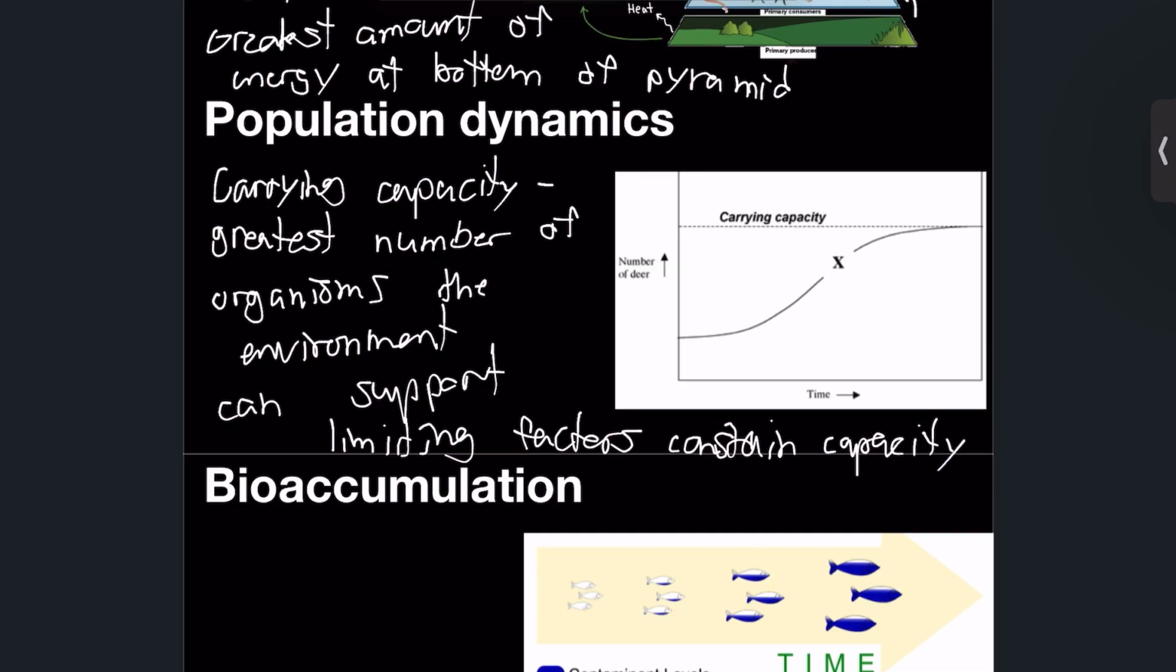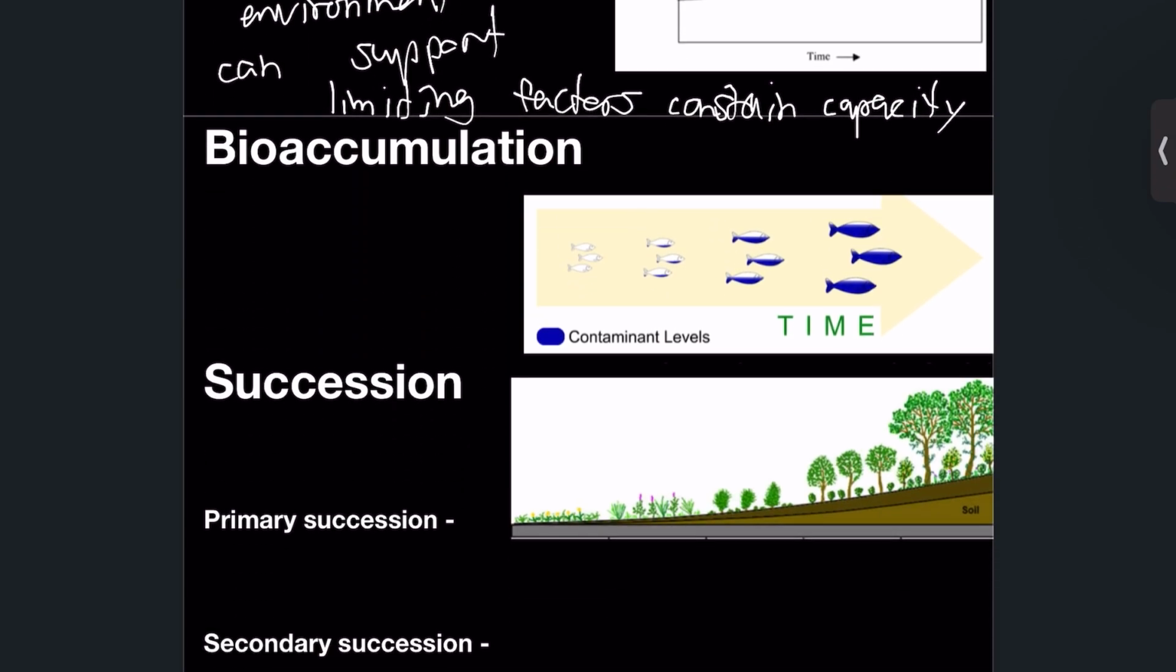A few more things left in this lesson. The next one is bioaccumulation, which is really just the buildup of toxic chemicals. So what you want to know is that toxic chemicals increase up the food chain. And this is a result of negative human action. So we see this primarily with seafood, as shown in the image on the right.